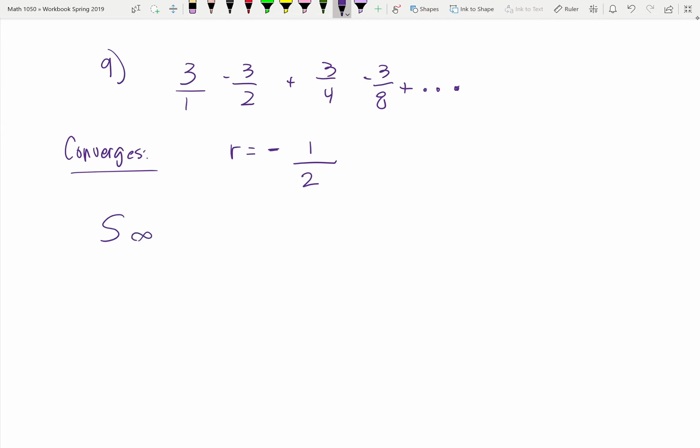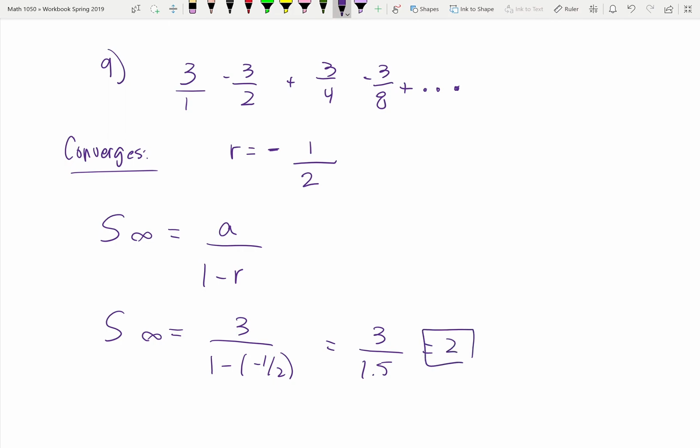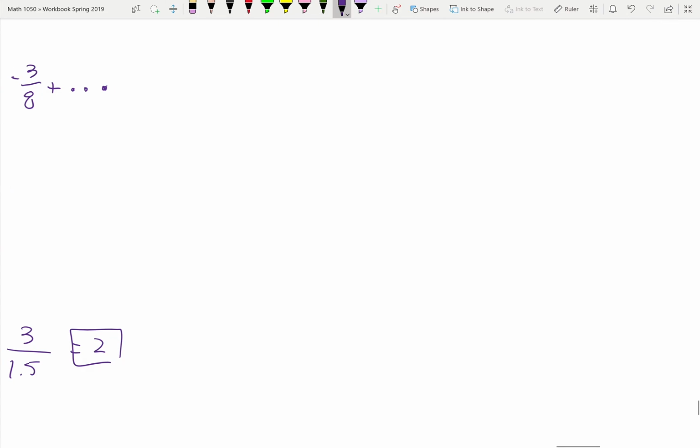The sum of an infinite series is a over 1 minus r. So the sum of this infinite series is a, which is the first term, 3, over 1 minus a negative 1/2. If you grab your calculator and go 1 minus parenthesis, negative 1 divided by 2, you get 1.5. So this is 3 divided by 1.5. And if I go 3 divided by 1.5, enter, I get 2, and that's my answer. Okay, last question, number 10.